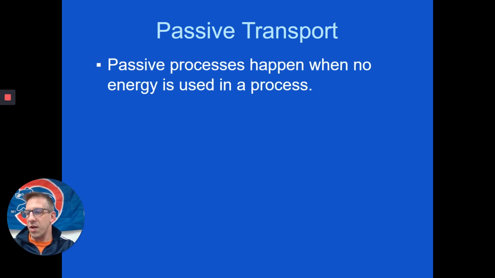So the first thing I want to talk about is passive transport. And we've already kind of discussed passive transport without really knowing it. And maybe it's something that I should have introduced first instead of last. It is what it is. You get the information regardless, okay? Passive processes happen when no energy is used in the process, okay? So when we think about things that happen in the cell, think about things that are passive. They don't require energy to happen, okay?